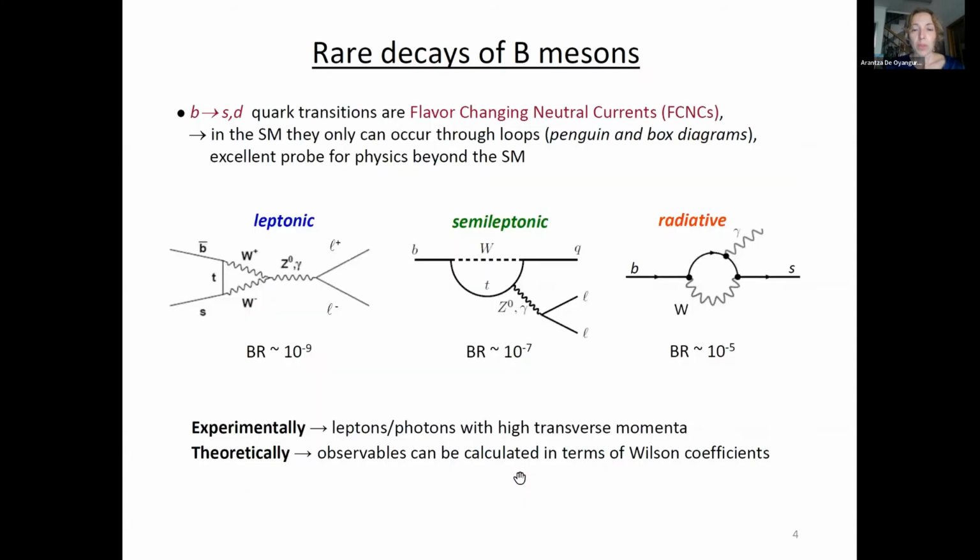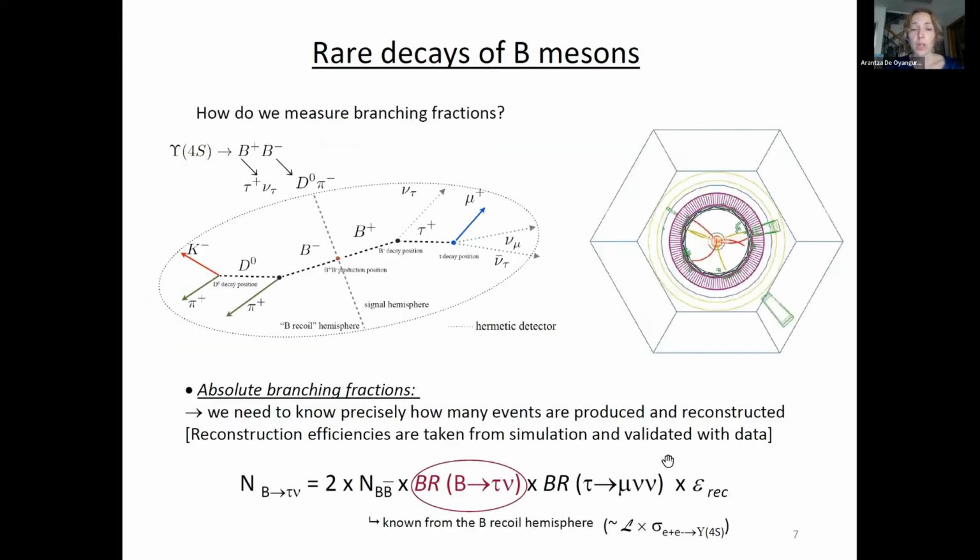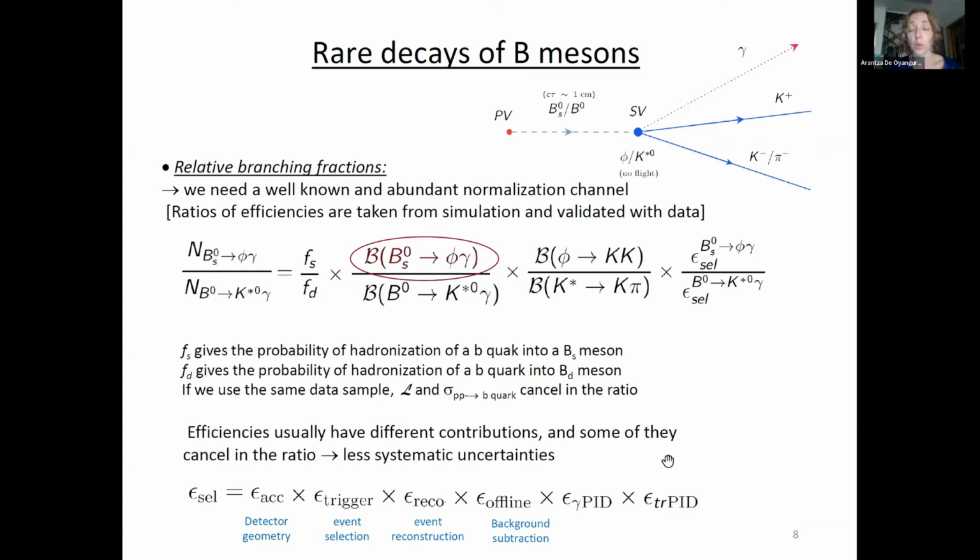If you remember, we were explaining what we are looking for. It is very rare decays with branching ratios which are very small, and they are very difficult to measure. I was explaining how to measure. There are different ways: you can measure absolute branching fractions, or you can measure relative branching fractions. At the end, what you are doing is to reconstruct the event and then count how many events you have in your mass distributions, for instance, or some other observables that we are going to talk about.